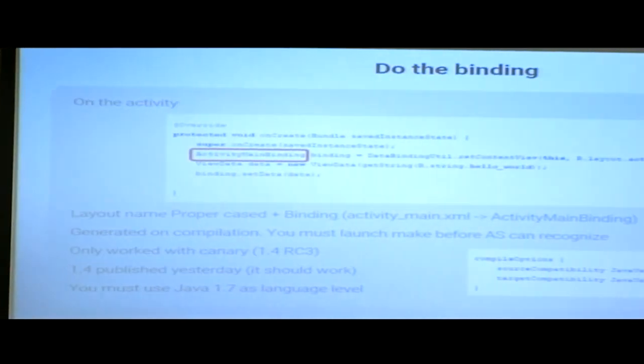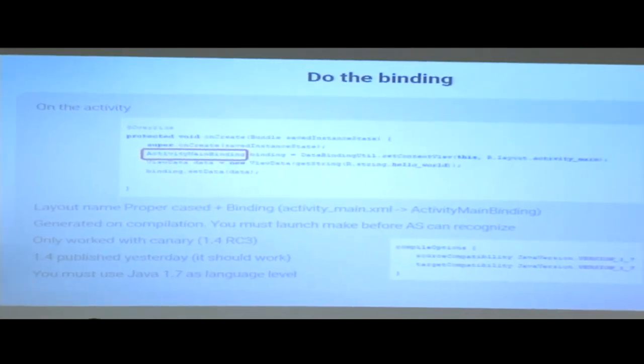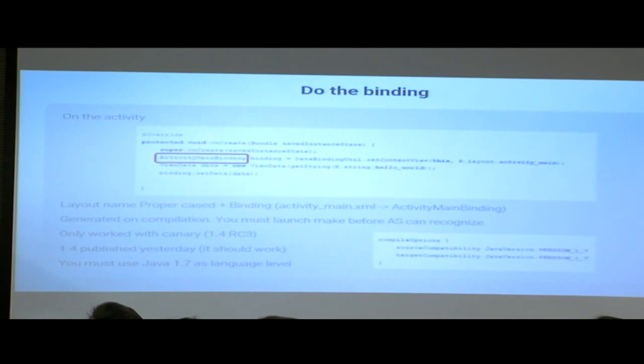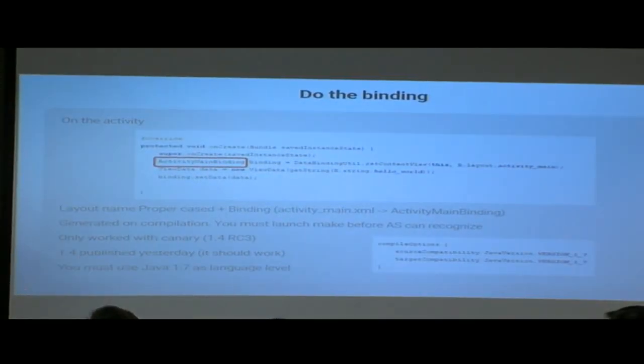When I made this presentation, it only worked with a Canary version, 1.4 RC3. The day before the presentation, they published 1.4, so now it works with the latest stable version. And you must use Java 1.7. It won't work with 1.6. You know that you can use both, but if you are still using 1.6 for compilation, which normally is not a problem, data binding won't work. It's only with 1.7. You can force the use of 1.7 with that text in your manifest. Okay.